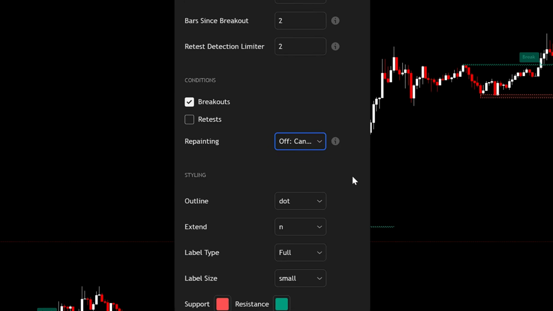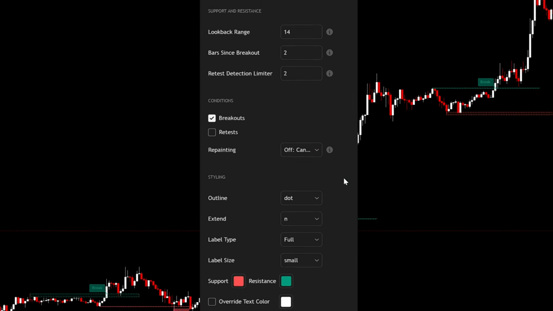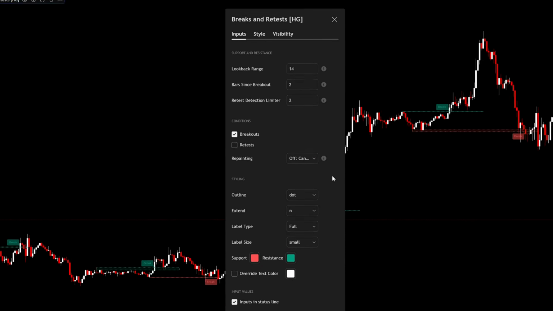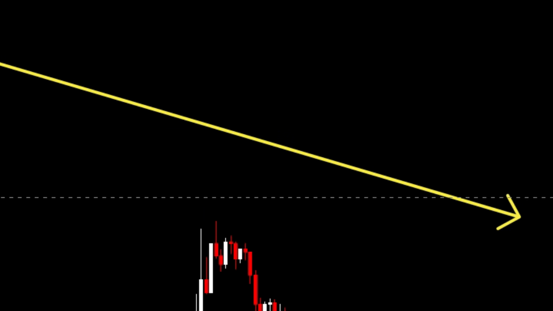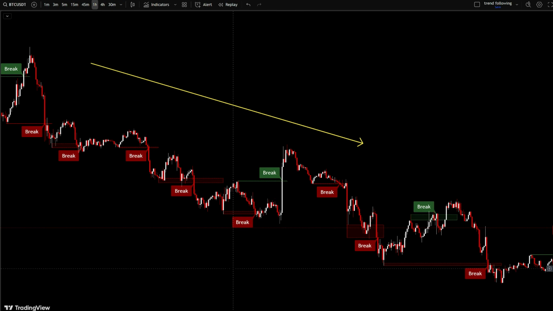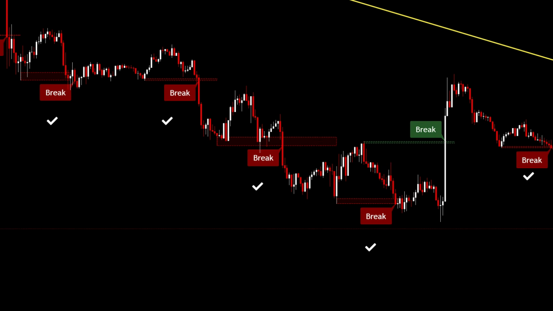You can also tweak visual elements to make the chart more readable. Once the adjustments are made, the indicator is ready to go. Now it plots support and resistance automatically and highlights breakout signals in a way that's visually clear and easier to follow. But here's the thing, no indicator is perfect.